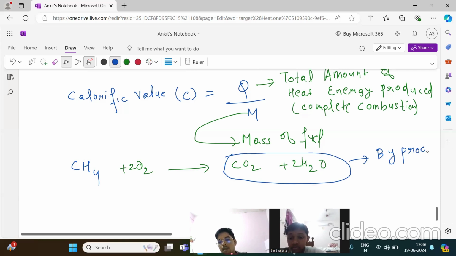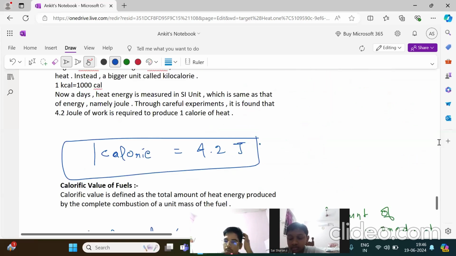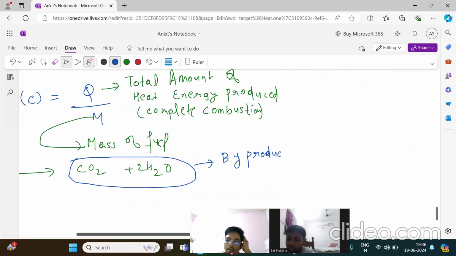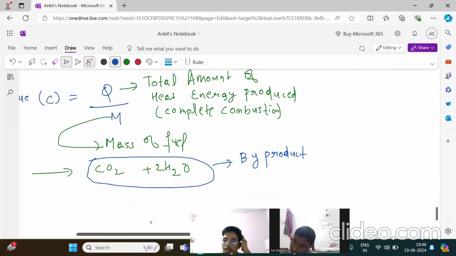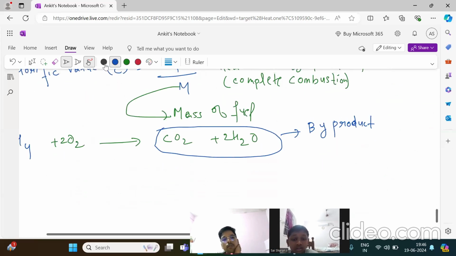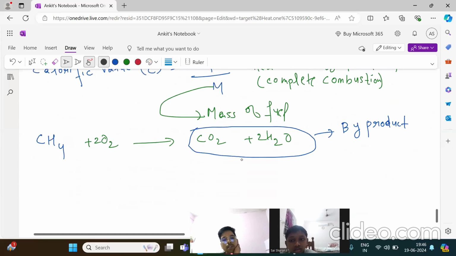Byproduct means releasing as a product is different, but this is releasing as a byproduct. We are not interested in this, but it is going to be produced in between the reaction. So if you see CO2 and water, this is known as complete combustion. When the entire 100% methane is reacting with the entire oxygen, then you will see CO2 and water. This is known as complete combustion. Complete combustion means no fuel is left. This is fuel.